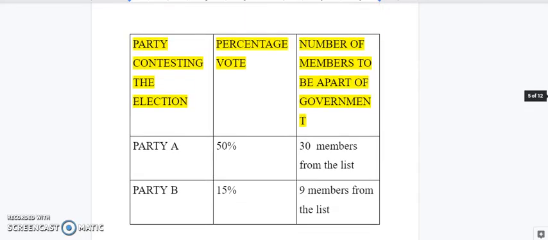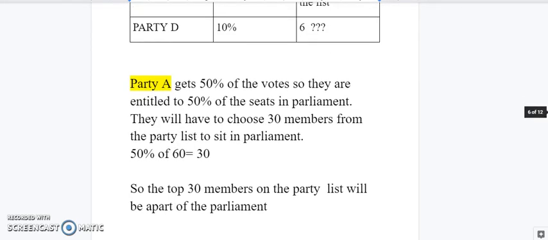Now, if Party A got 50% of the vote, that means that they are entitled to 50% of the seats in Parliament. Now, how do they decide how many candidates they are going to put in Parliament, right? The first thing we need to know is that if Party A gets 50% of the votes, they are entitled to 50% of the seats in Parliament.